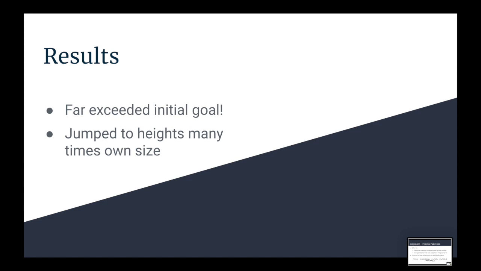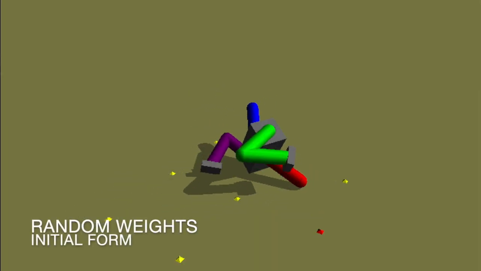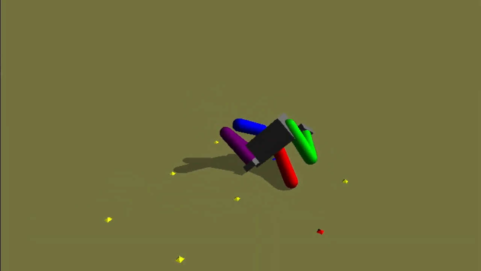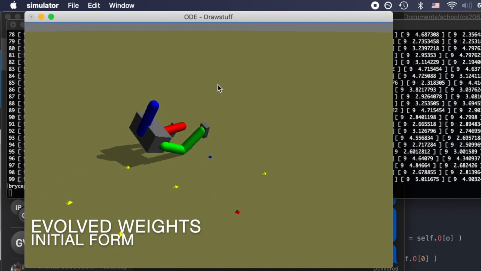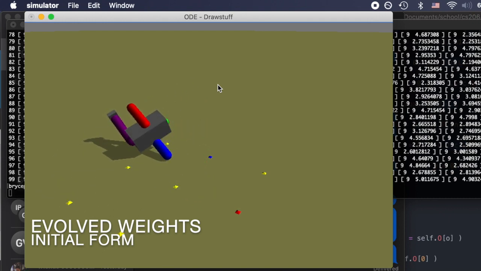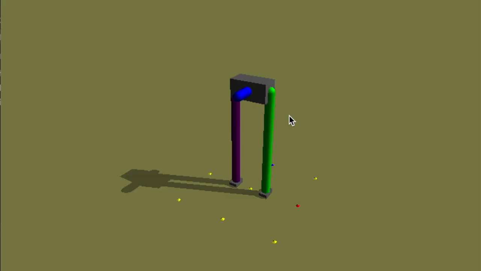So to start off, we're going to look at some random behavior with non-scaled body parts. It just kind of wiggles around on the ground. And then next, we have the first evolved weights that I came up with. It wriggles on the ground and then does this little flip. And that's when I knew I was onto something.